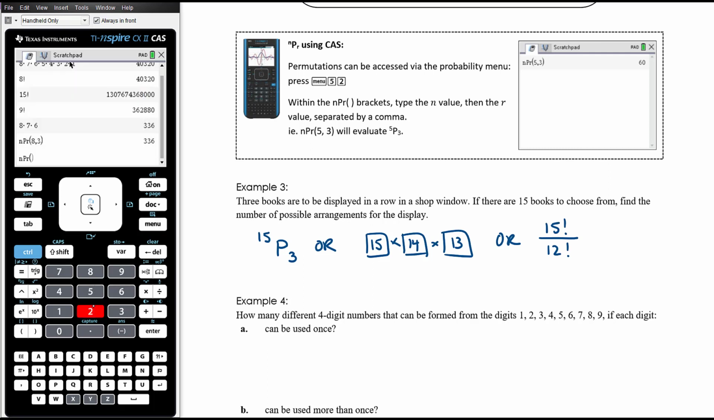So menu 5.2, 15P3 is 2730. 15 times 14 times 13 is 2730, or 15 factorial divided by 12 factorial is also 2730. These are all the same thing.